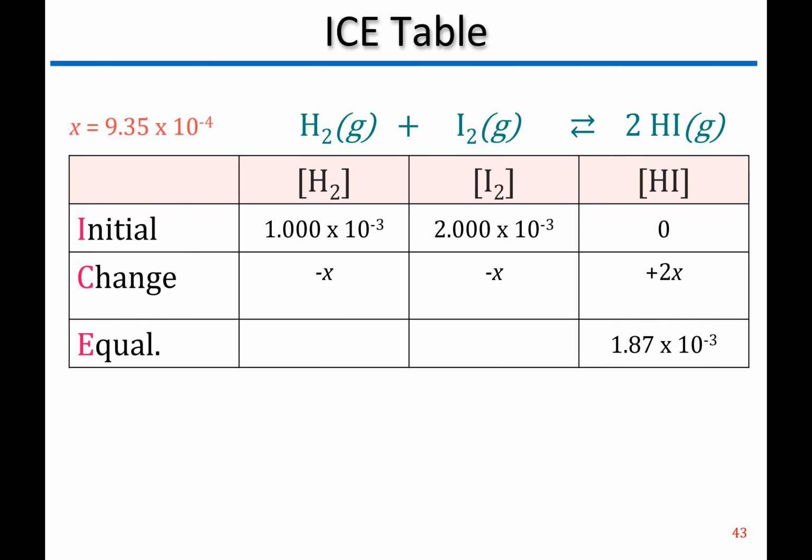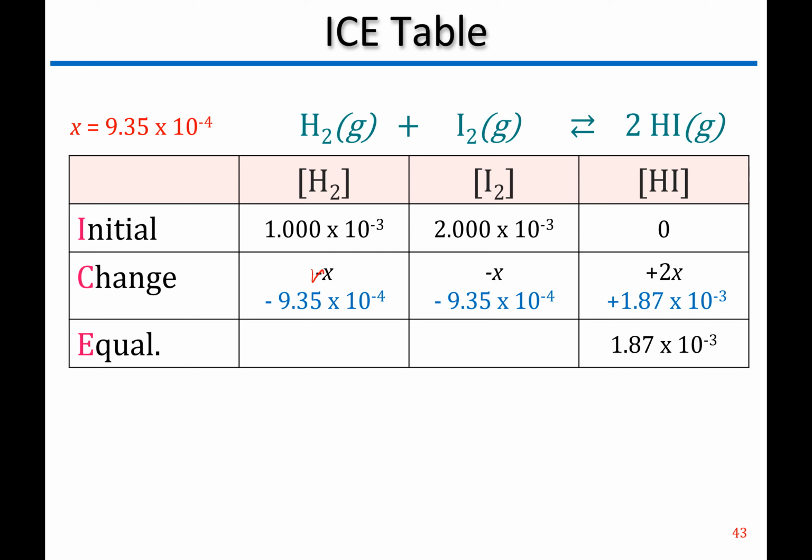Okay, so now we know X is 9.35 times 10 to the minus 4, what can we do with that? Well, we know that on this equilibrium line, this concentration minus X will give us this. Same thing here. So this concentration minus X gives us this. Okay, so we just set up those equations.